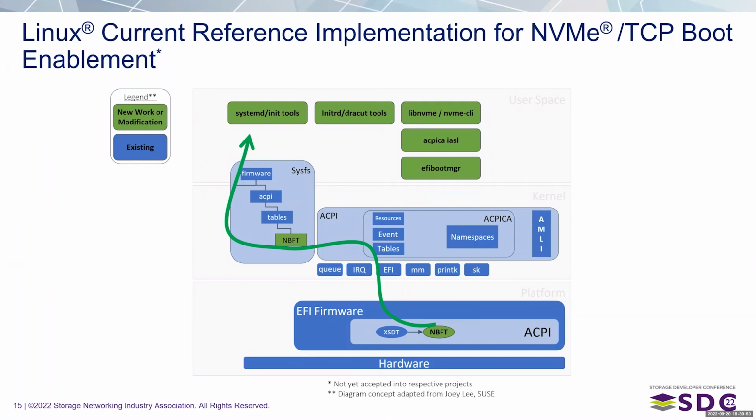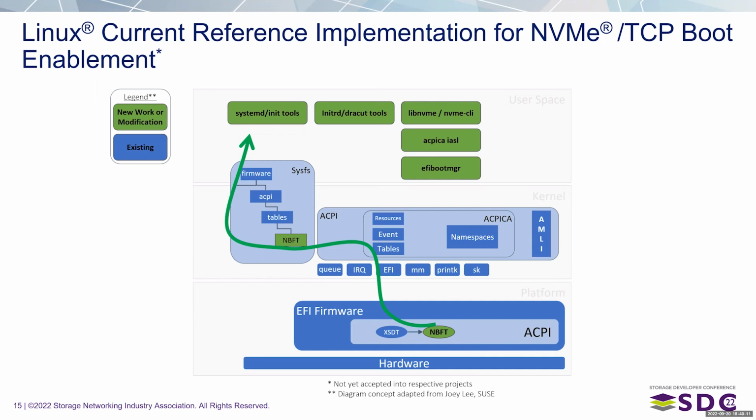For a runtime and Linux reference implementation, there are three primary layers of concern: platform, kernel, and user space. The new work, as shown in green, for supporting this reference implementation is focused primarily on user space and leveraged the existing ecosystem infrastructure shown in blue.